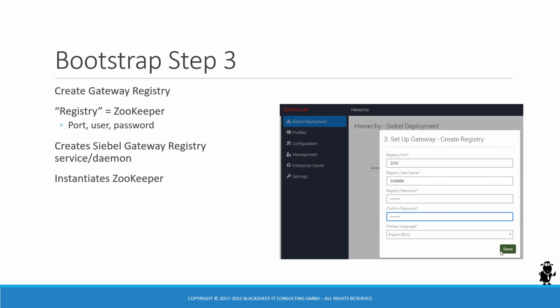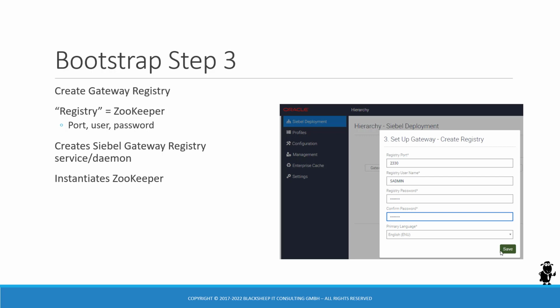So the Bootstrap Step 3 runs automatically after you re-log in with your database credentials, and you specify a port number. And the port number is the port that Zookeeper will listen on for client connections, also known as the Zookeeper client port. You specify a username and password. This is going to be the account that you can use to log in to Zookeeper later on, if necessary. For example, through the Zookeeper command line.